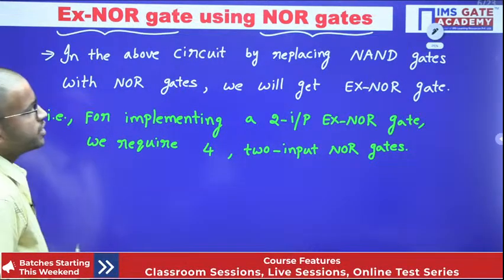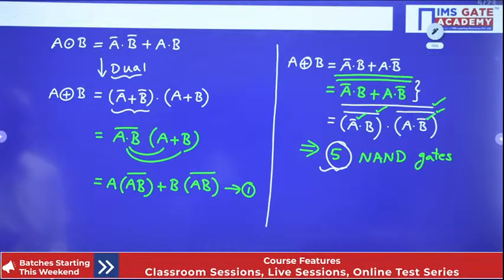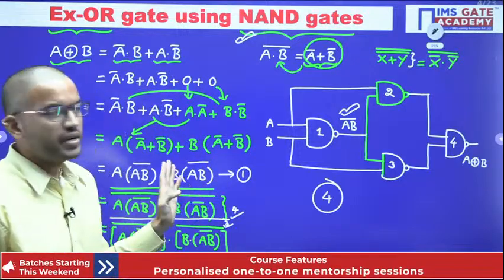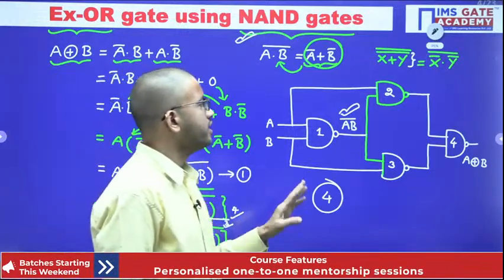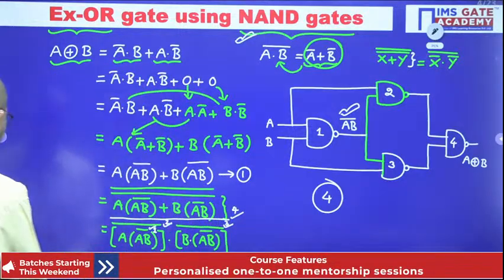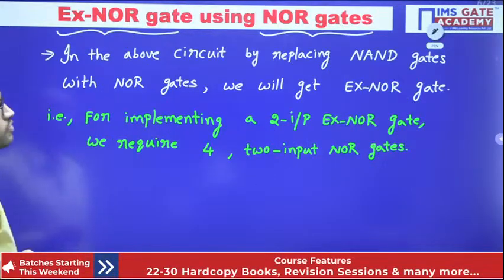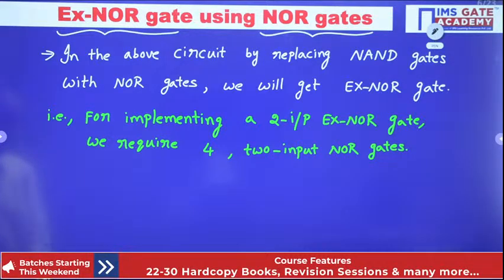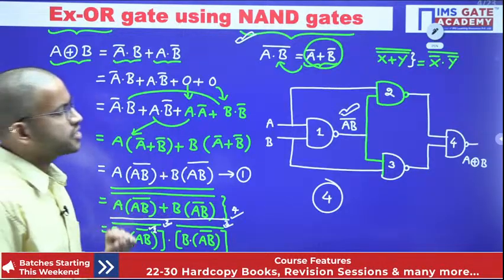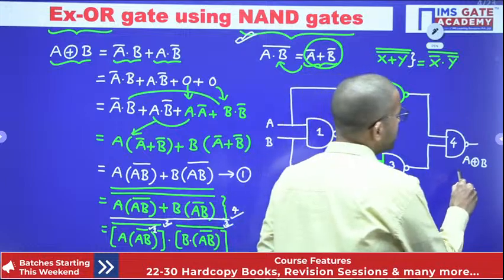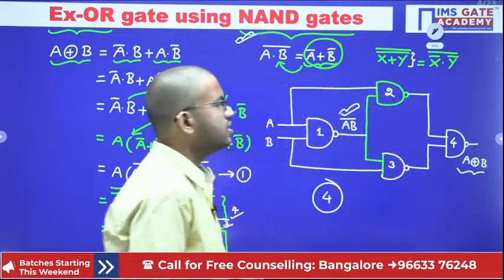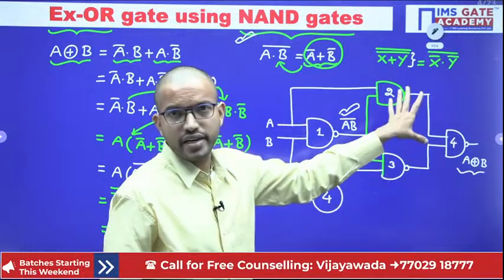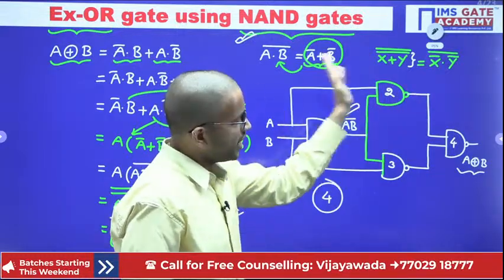So for implementing an XOR gate, we require 4 2-input NAND gates. Similarly, for implementing a 2-input XNOR gate, we require 4 2-input NOR gates. Now with this understanding, just observe this circuit diagram. So far we got XOR, with 4 NAND gates. Now I want to use NAND gates only.